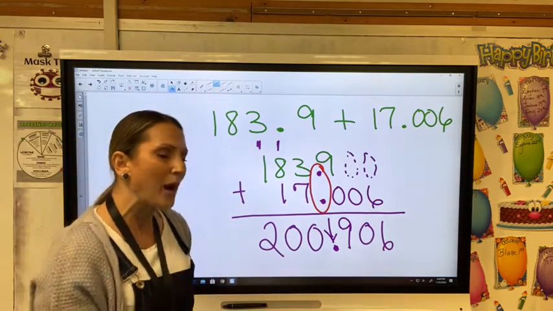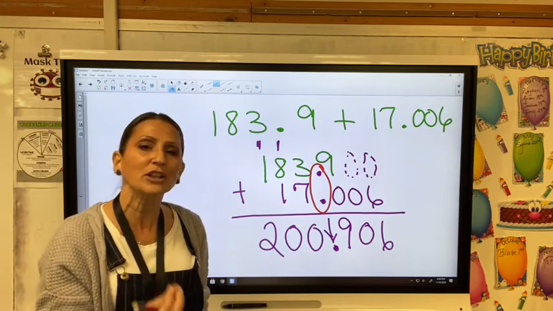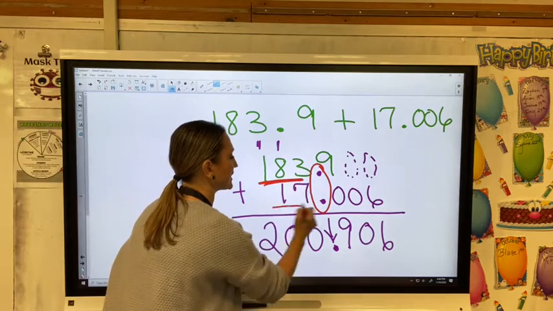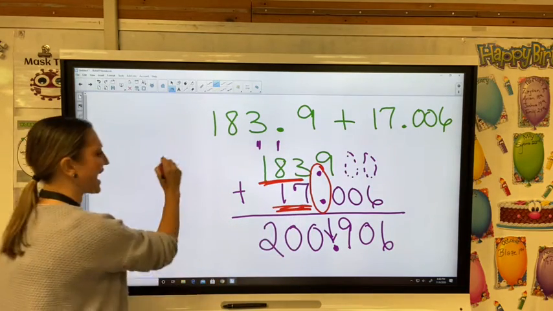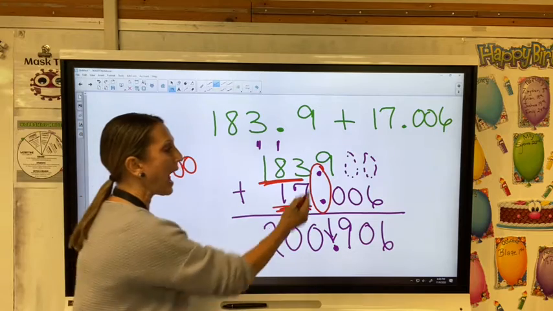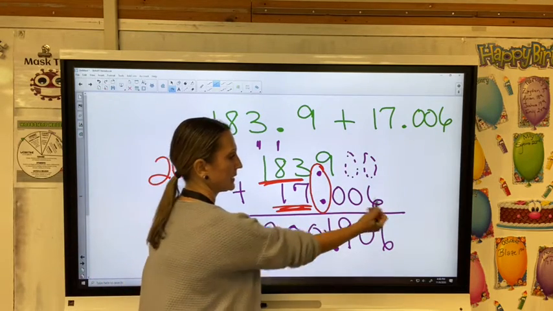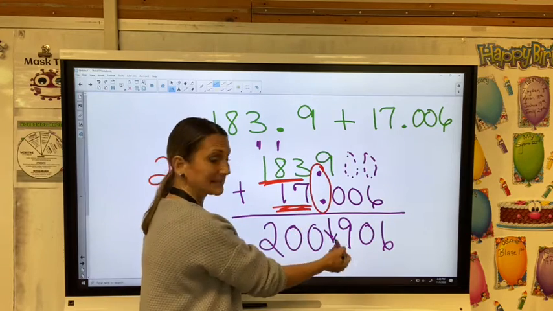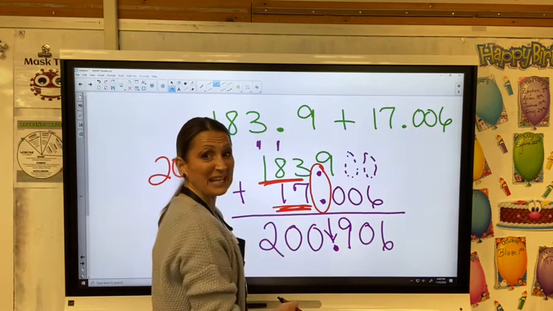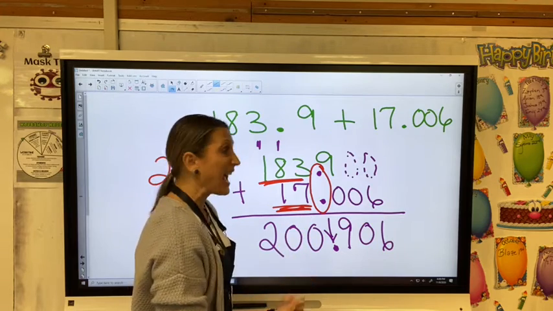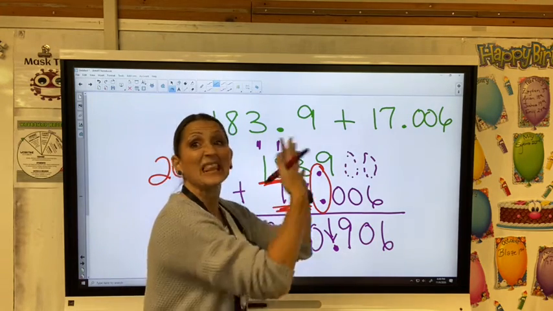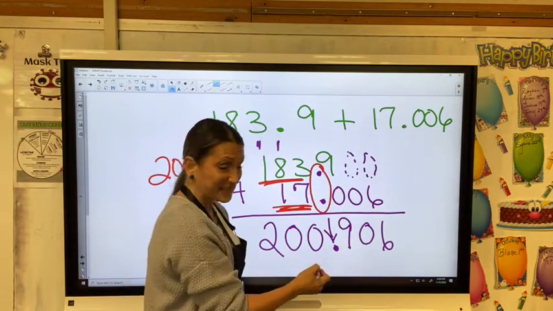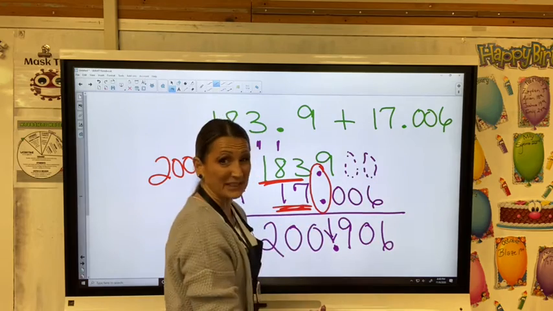And here is why we have to do that. I'm still adding individual parts, sixth graders. I'm adding $183 to $17. I know that that's $200. I'm adding 9 tenths to 6 thousandths. I've got 9 tenths and 6 thousandths of a penny. So how much do I have altogether? I have 906 thousandths of a penny, because I still don't want to get rid of my 9 tenths, and I still have 6 thousandths of a penny.